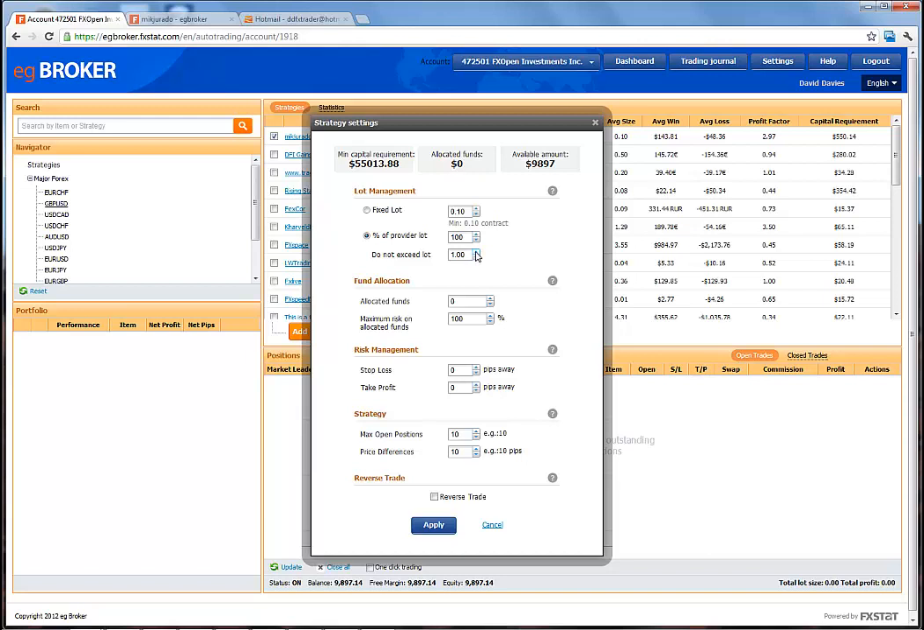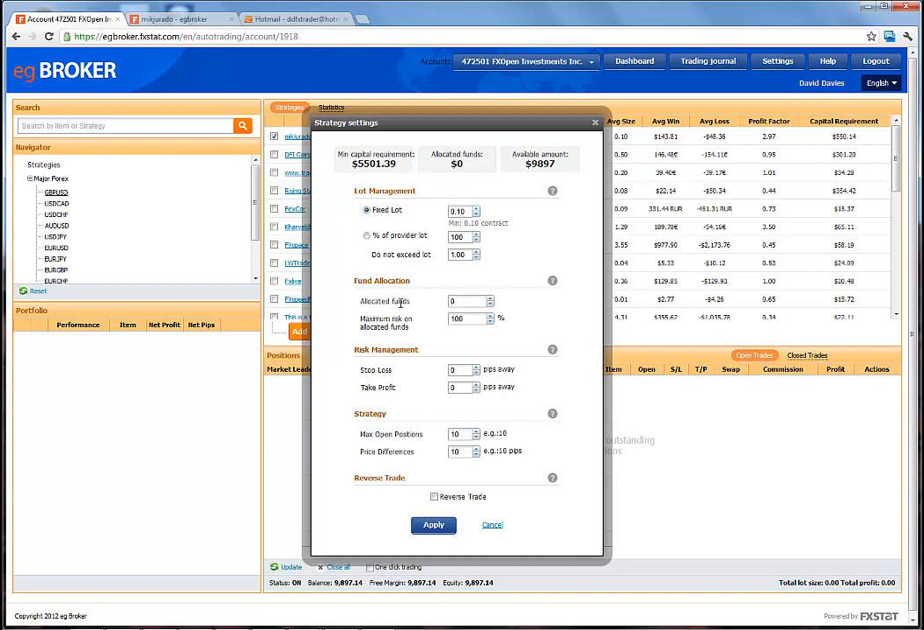A quick note, because we selected percentage of provider lot and left the Do Not Exceed Lot Size to be 1, the minimum capital requirement has jumped up considerably from where it was before when we had selected fixed lot and left that at 0.1.